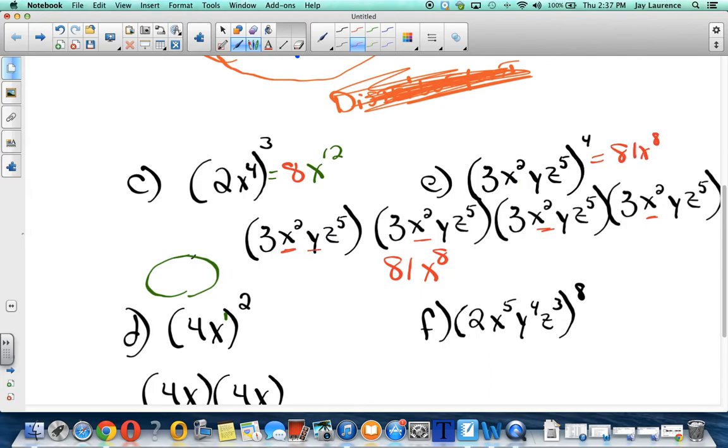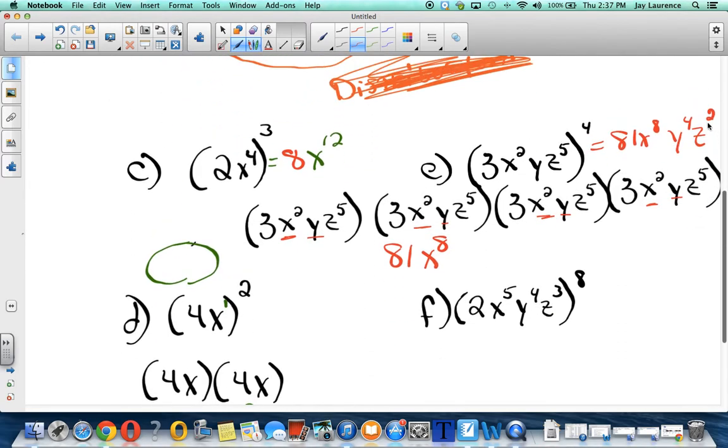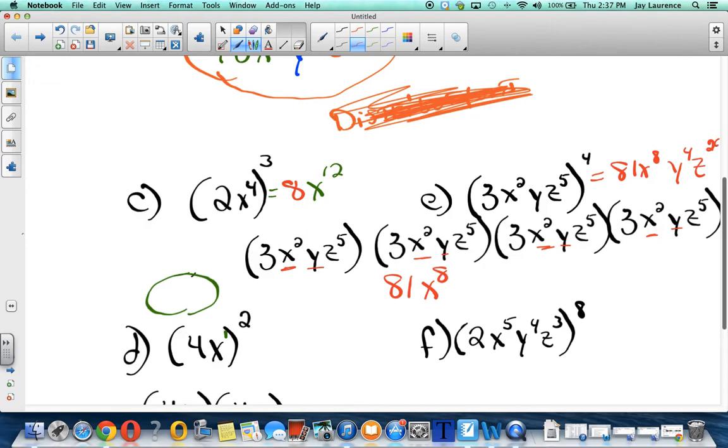Now I'm going to multiply y times y times y times y. That would be a y to the 4th, wouldn't it? And then z to the 5th times z to the 5th times z to the 5th times z to the 5th. I think I'm going to have a z to the 20th. Z to the 20th. There we go.